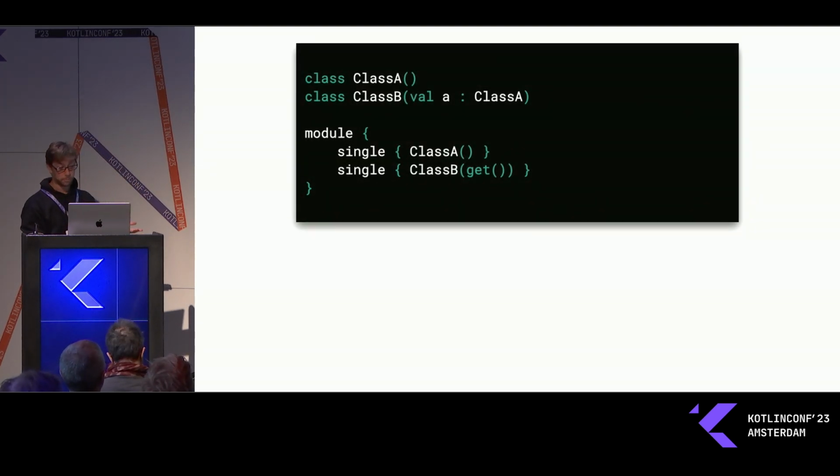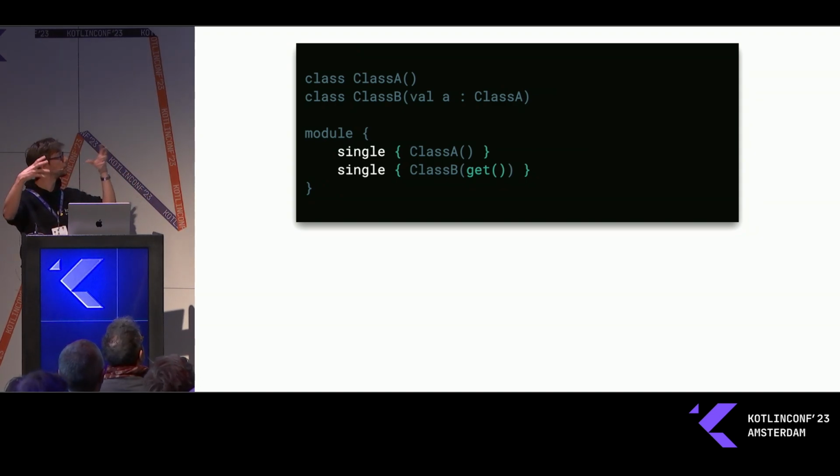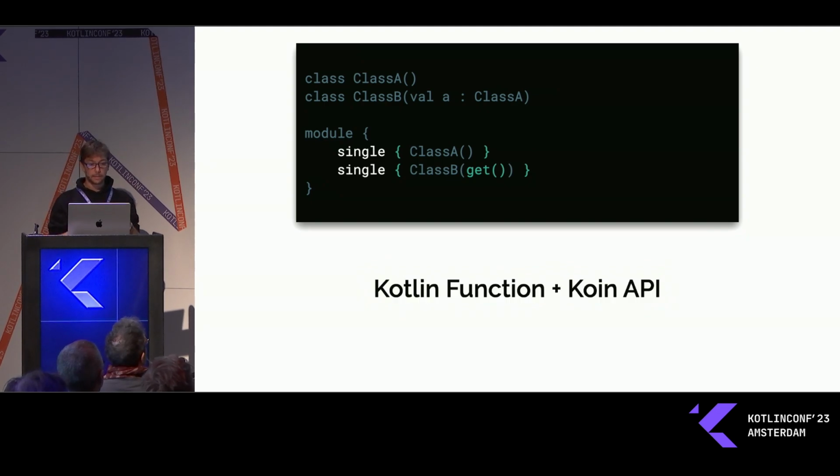Then, okay, we have this. We have our configuration. From this single definition, we have two singletons, two kinds of component, but we have gets. We have to say to Koin, hey, give me the dependency, please. And in this, you are writing your function, but we are giving you the tools. We are giving you the API. Get is the Koin API to let you write the dependency.